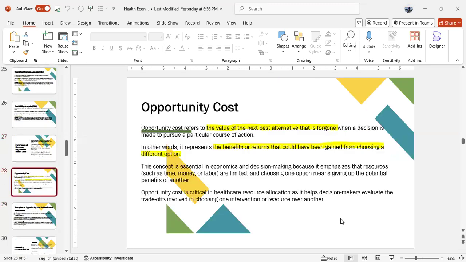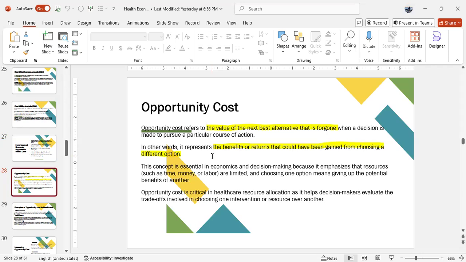Moving forward to opportunity cost. Opportunity cost refers to the value of the next best alternative that is foregone when a decision is made to pursue a particular course of action. In other words, it represents the benefits or returns that could have been gained from choosing a different option. This concept is essential in economics and decision making because it emphasizes that resources such as time, money, or labor are limited, and choosing one option means giving up the potential benefits of another.